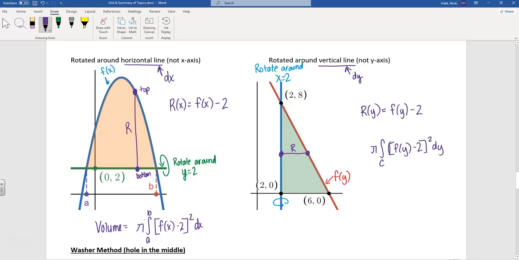Actually, on this one, I put some numbers in here. I was about to put c to d, but I put numbers on this one. What's our lower limit? 0, 2, 8. Okay, those are the y coordinates that we're looking at there for our limits.